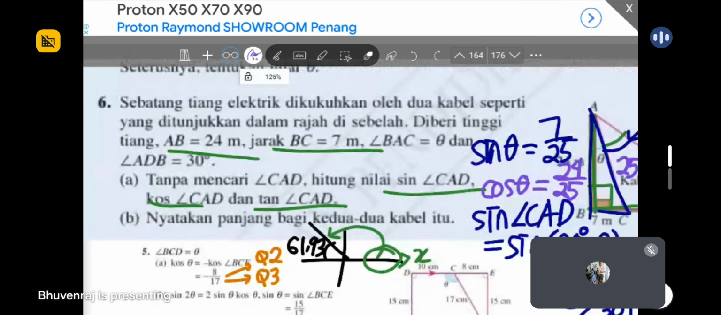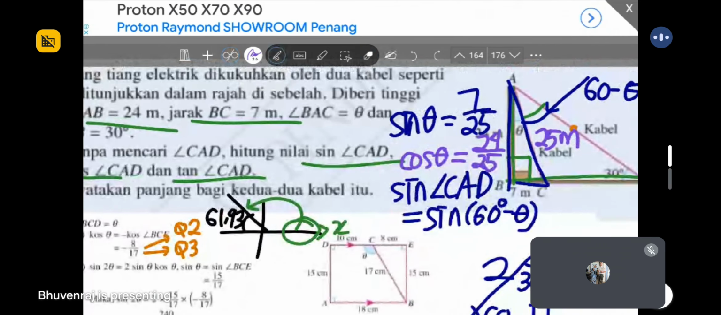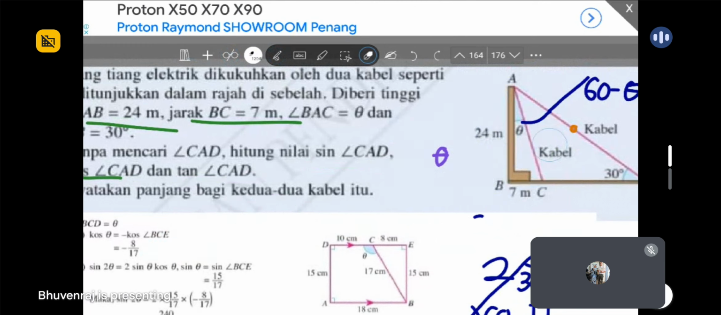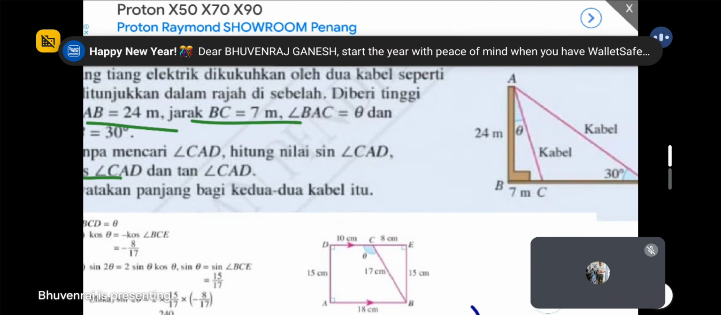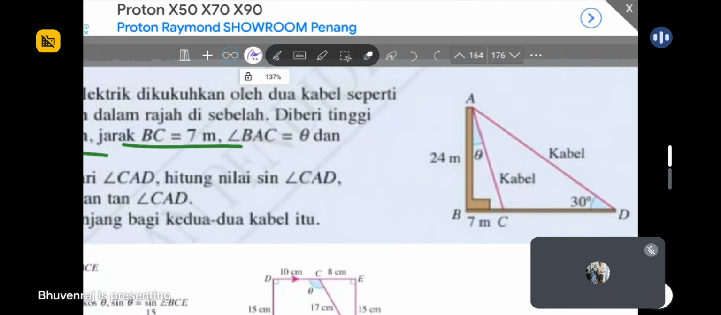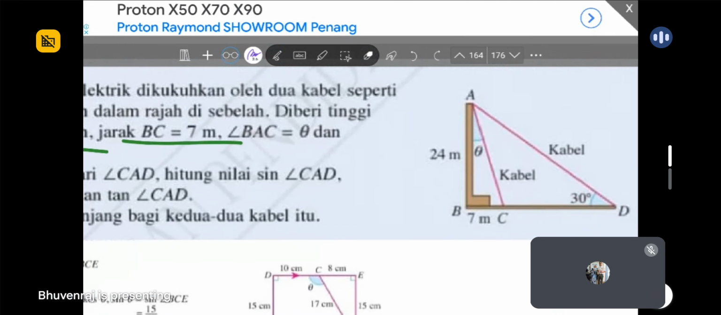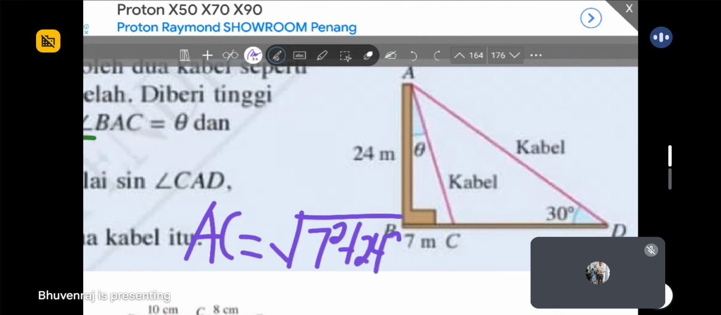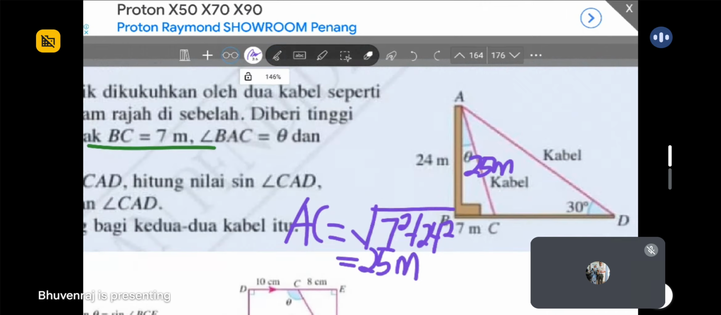Alright. Okay, so now we see question B, guys. For question B, they're asking you to determine the length of the two cables. So how do we get the lengths, guys? First you need to find AC and AD. AC, just now we found using Pythagoras theorem. So AC equals the square root of 7 squared plus 24 squared. So AC you should get 25 meters. Okay, 25 meters.